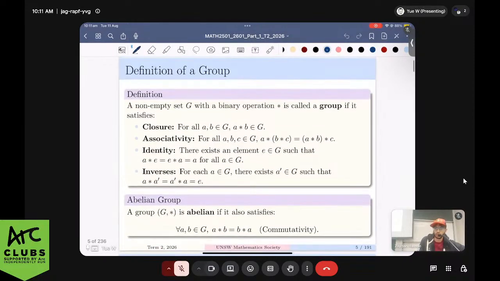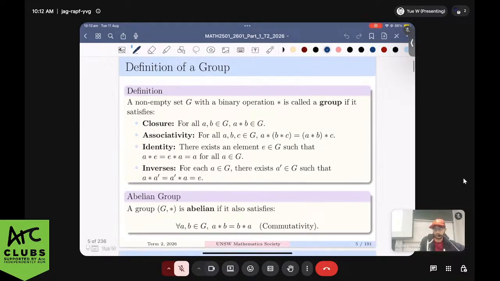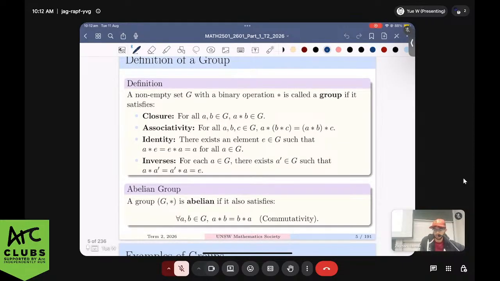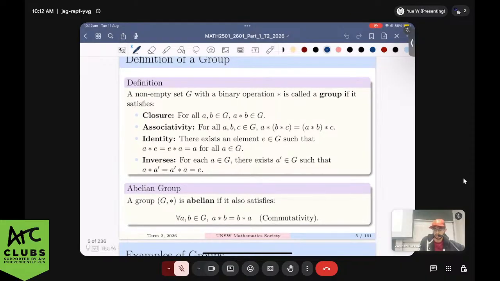So first of all, a group is a set G with a binary operation star. So what is a binary operation? It's just an operation which takes in 2 elements of the set and returns another element. That's why binary, for 2. And it needs to have these 4 axioms satisfied. So if you want to prove something's a group, you usually have to show these 4 things.